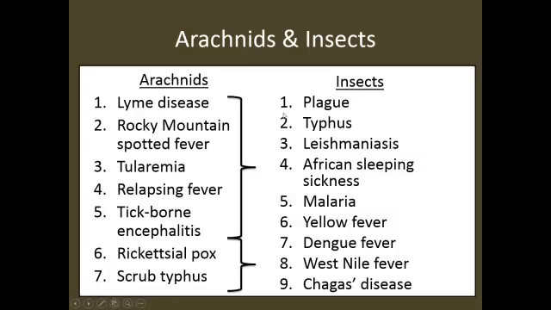On to the insects. Plague is transmitted by fleas. You may have remembered that from your discussions in history. Typhus is transmitted by lice. Leishmaniasis is transmitted by sandflies, which are true flies, but they're related to mosquitoes. African sleeping sickness is transmitted by a true fly, the tsetse fly.